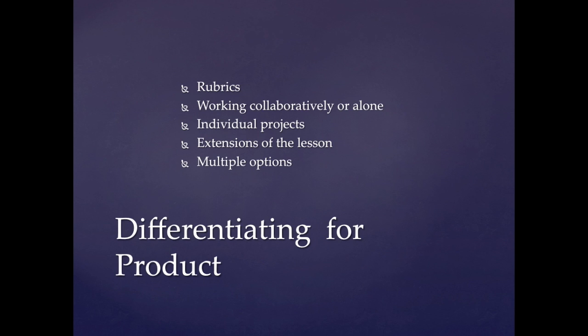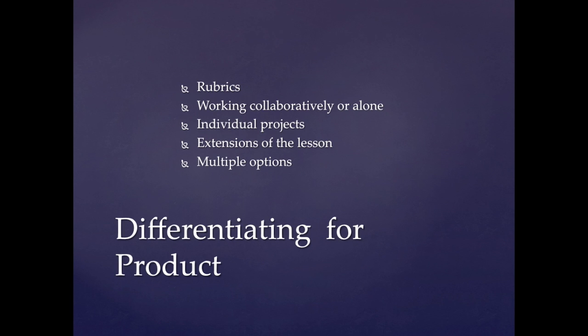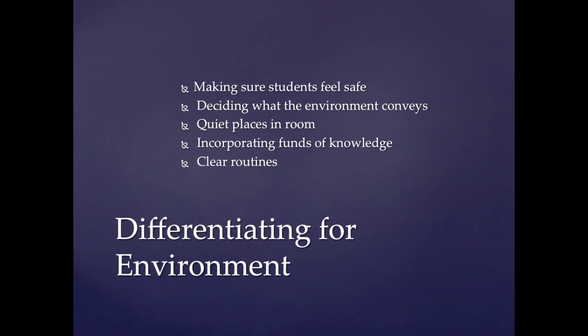So differentiating for product, so basically this involves rubrics, and you can see how students can work either collaboratively or alone. You give students the option. And differentiating for environment means that you need to see what your environment conveys, whether your classroom is a place that emphasizes reading or maybe it emphasizes science. But the most important thing is that students feel safe, and then they need to have a quiet place in the room for them to go to when they're upset or if there's a conflict.